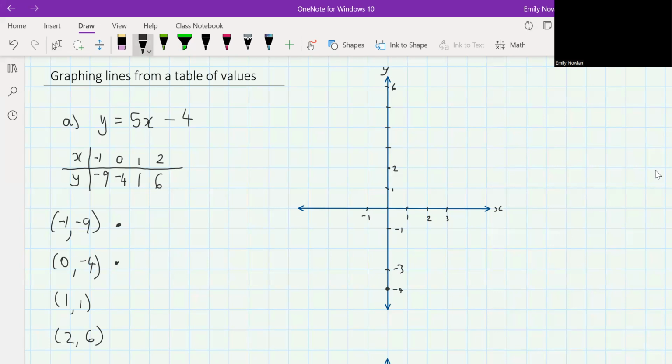Put a blob. Okay, and then the next one I'm looking at here is (1, 1). So I have to go across to 1, and then up 1, and I put a dot there. The last one to do is here at (2, 6). So I need to go across to 2, and then up to 6, and that's where I'll be putting my dot.